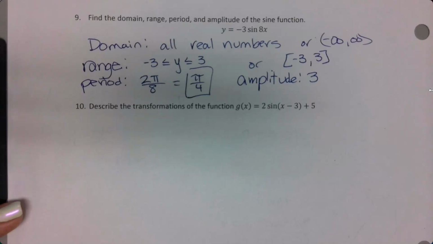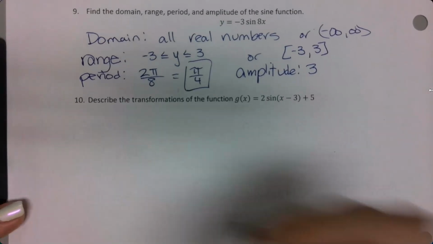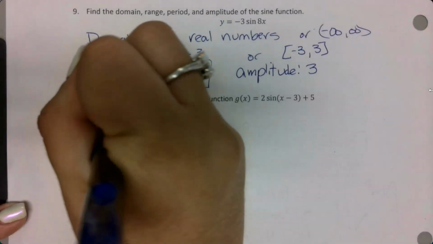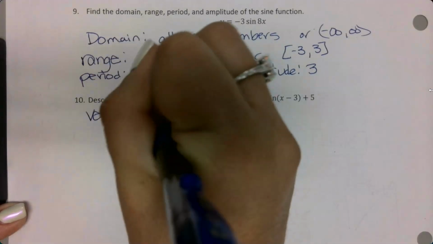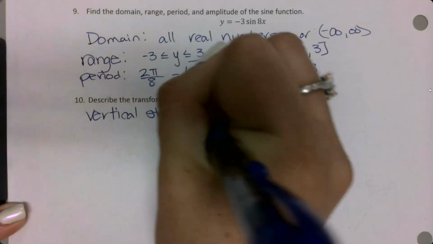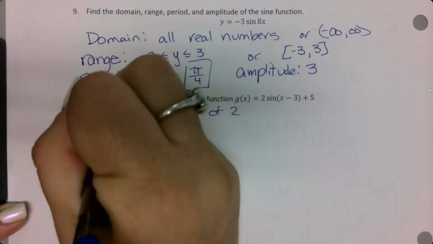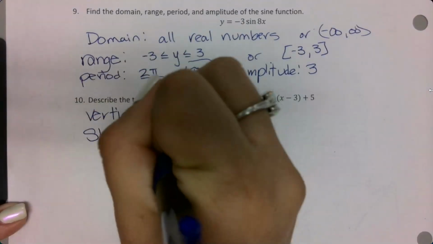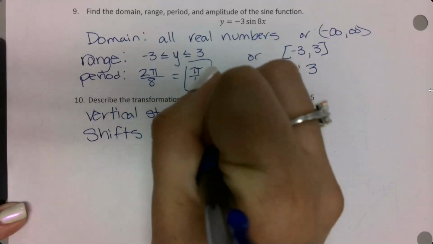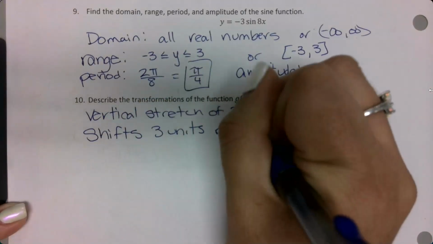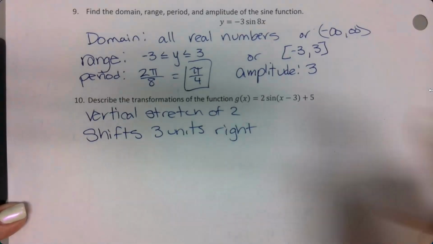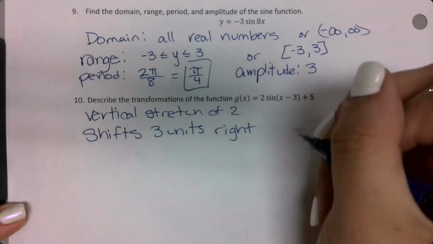Number 10 wants me to describe the transformations of this function. So it has a vertical stretch of 2. Numbers out front always do the same thing. This 3 means it's shifting 3 units right. Always opposite the sign in parentheses. And this number at the end means it's going up 5.